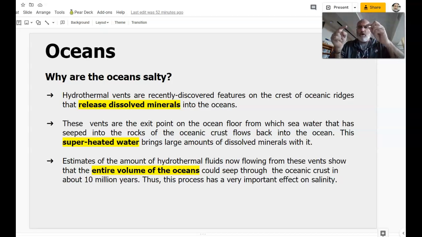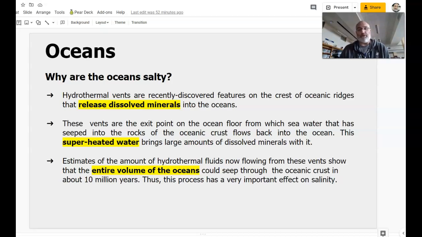So as that ocean water seeps into the superheated hydrothermal vent, you get even more dissolving than you would have otherwise gotten. And that brings more dissolved minerals back into the ocean. So hydrothermal vents, because they facilitate more dissolving, because they're super hot and water is seeping into the vent, oftentimes put more minerals into the ocean than otherwise would be there, causing the oceans to feel salty to us.